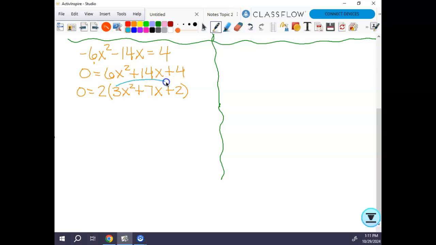So I'm still going to multiply 3 times 2 because a is not 1, and I get 6. Two numbers that multiply to give me 6, combine to give me 7. 1 and 6. So then I leave this here. I get 0 equals 2 times, and then 3x squared plus x plus 6x plus 2. Now, again, could you have done it in a different order? Absolutely. Then we're going to group.